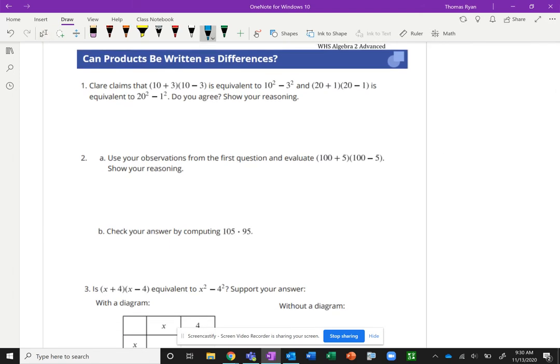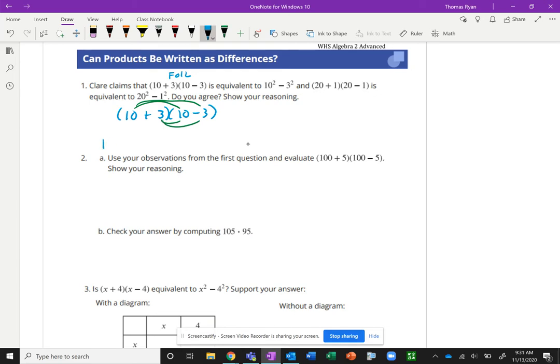So we're asking ourselves, can products be written as differences? And Claire makes this claim that 10 plus 3 times 10 minus 3 binomials is the same as 10 squared minus 3 squared. And she says the same thing about 20 plus 1 and 20 minus 1. Well, let's think about this for a sec. If we see two binomials being multiplied, we can use foiling. Foiling is just a method. There doesn't have to be x's. It's just a method for us to make sure that we are multiplying binomials properly. So let's go and do that. Let's assume that we foiled. So we'll do some foiling here.